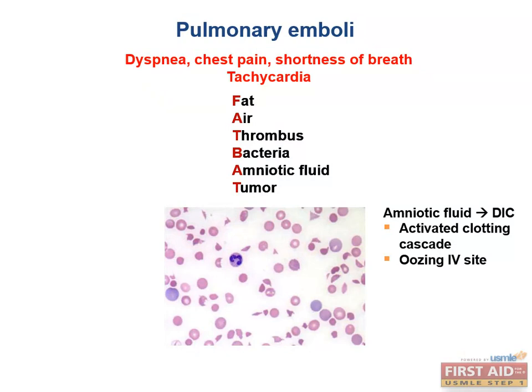Disseminated intravascular coagulation is widespread activation of the clotting cascade, leading to bleeding, bruising, and kidney failure. The classic tip-off on the board's question is oozing IV sites. This peripheral blood smear shows schistocytes and helmet cells in a patient with DIC.